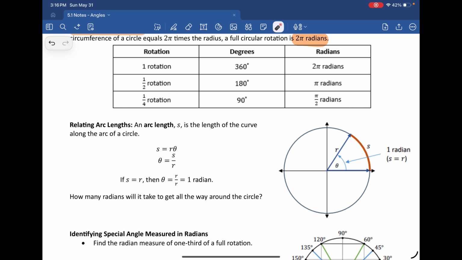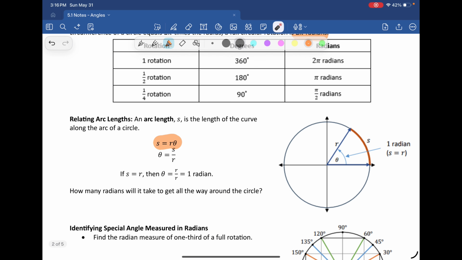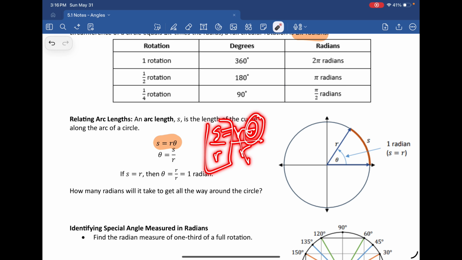How this relates to arc length: s is the curve along the arc of a circle. Think of it like the perimeter of a circle. We have a formula for arc length: arc length is radius times theta. Solving for theta, your angle, I would divide both sides by r. So I can see that theta equals s over r.